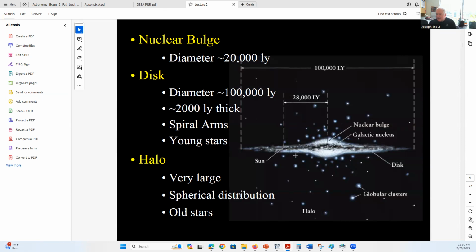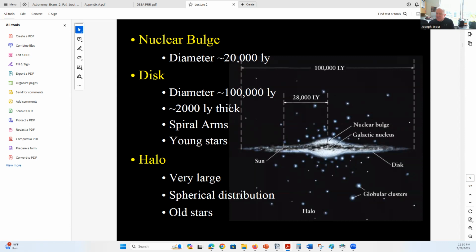Here we see the nuclear bulge, and the galactic nuclei and nucleus. And here's the disk as it spirals out. And here are some globular clusters in the halo.